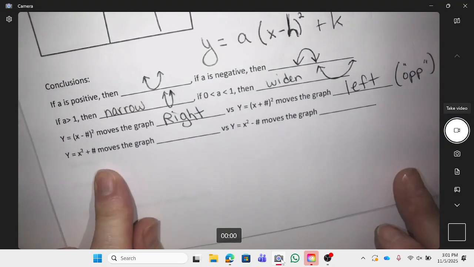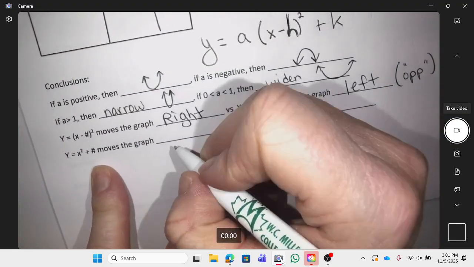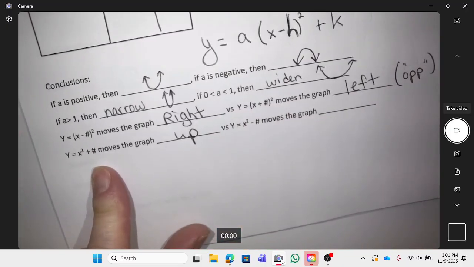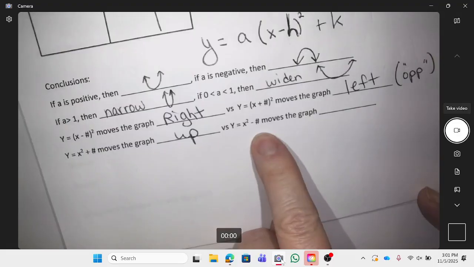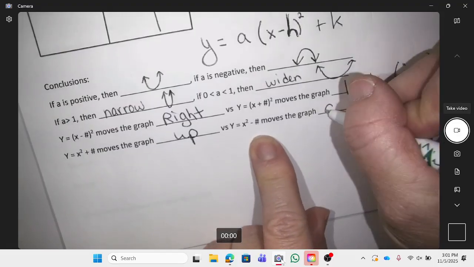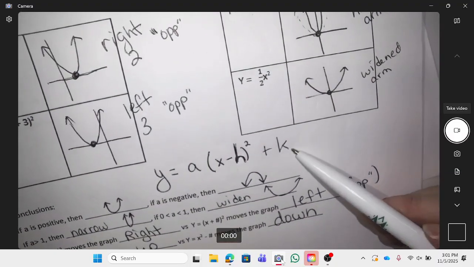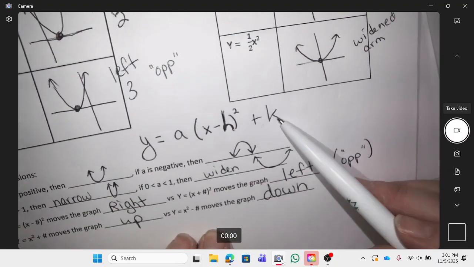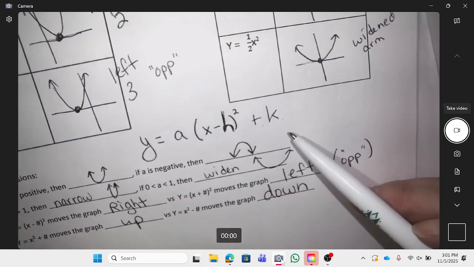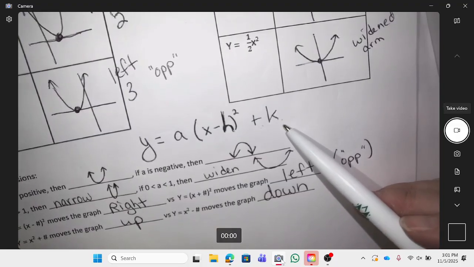And then when I add a number after, it will move up. And if I'm after and I subtract a number, it will move down. Okay? And in the formula on the formula sheet, it says plus a number. So if you add something in a formula, you just do what you see.